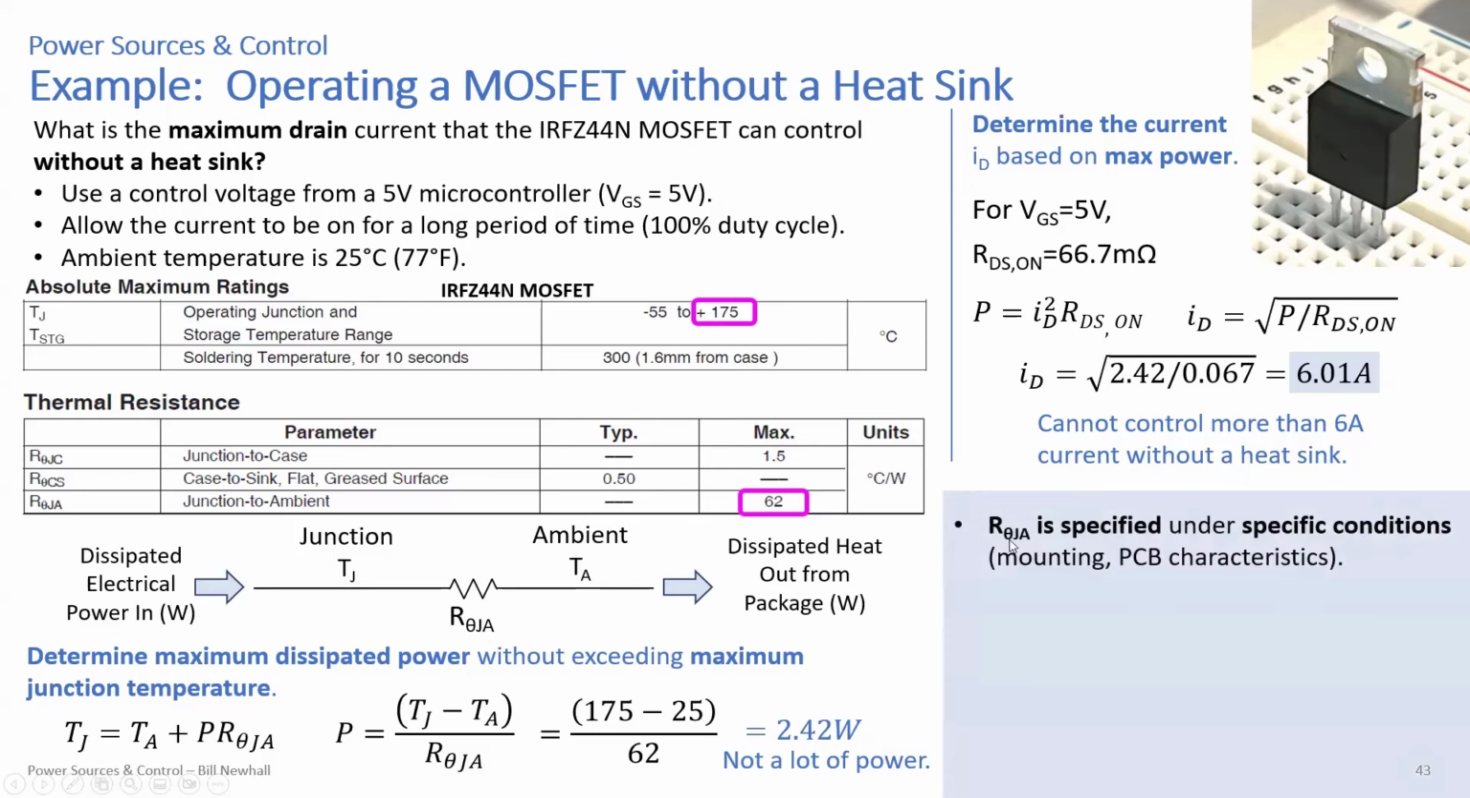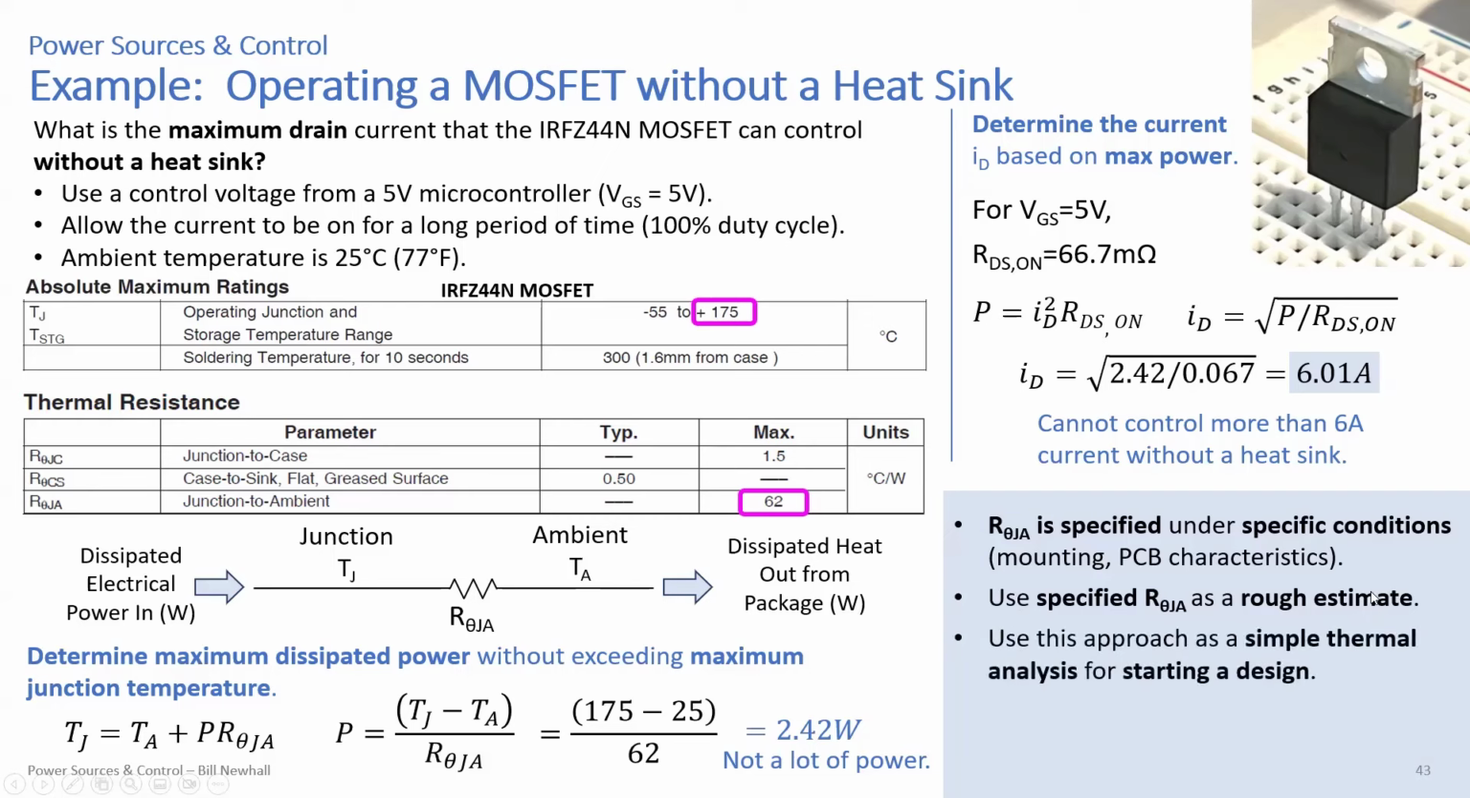So R theta JA is specified under specific conditions. So you've got to read the fine print of the data sheet. There's a certain mounting and certain PCB characteristics that are specified to make sure you're getting this 62 degrees C per watt. So you've got to read the fine print there. So I would say that using the specified junction to ambient resistance is a rough estimate. I would go into a more thorough analysis and/or test to make sure we're not exceeding the temperatures we expect from the model.